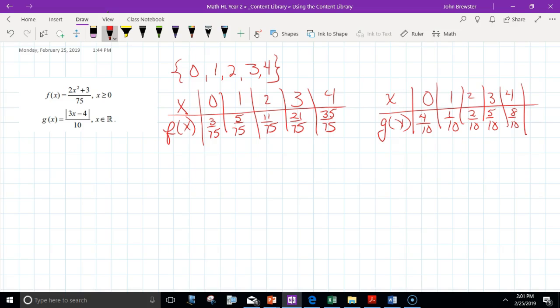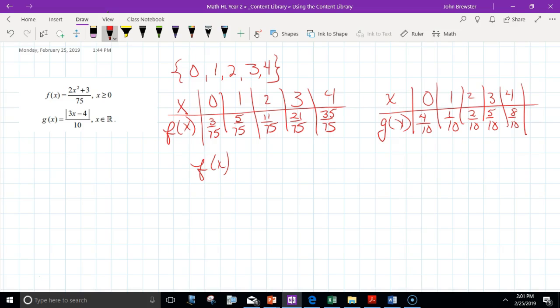So we need to check f of x. We've got 8 and 11 is 19, 19 and 21 is 40, 40 and 35 is 75/75. Therefore, the answer is f can be a probability distribution function, because the sum of the probabilities f of x is equal to 1.